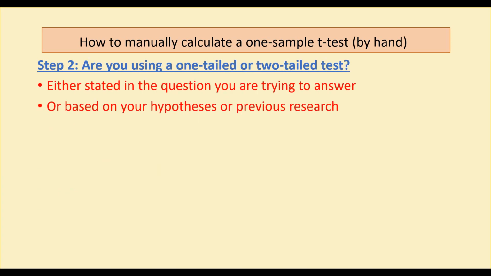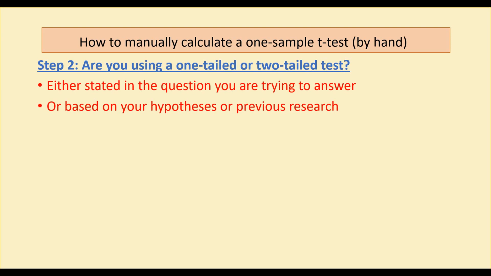The second step that you're going to want to follow is to determine whether you are using a one-tailed or two-tailed test. If you're answering questions within a textbook, it's going to state whether to use a one or two-tailed test, and then you just follow whatever is stated in the question. On the other hand, if you are doing this calculation on your own accord, or you're using raw data to calculate the t-test, it's really up to you whether you choose a one or two-tailed test, but most likely it's going to be based on your hypothesis or previous research.